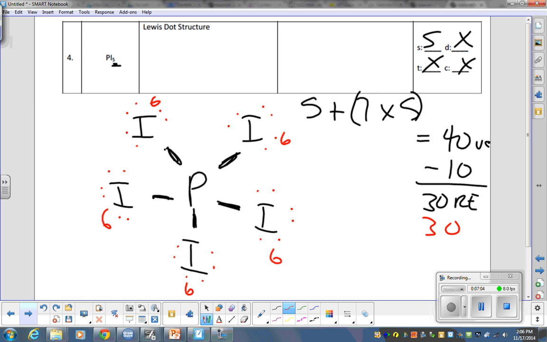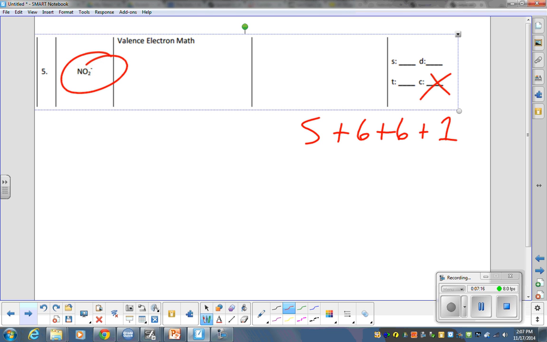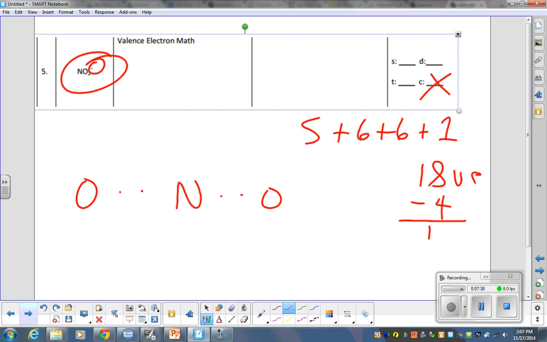Next one, NO2 minus. We know it has a charge, so it can't have any coordinate bonds. Nitrogen has 5 electrons. Oxygen is 6 and 6, plus 1 because of the minus 1. So when I total it up, I get 12, 13, plus 5 is 18 valence electrons. So when I draw this, I go NO, with dots. What's 4 minus 18? 14 remaining.